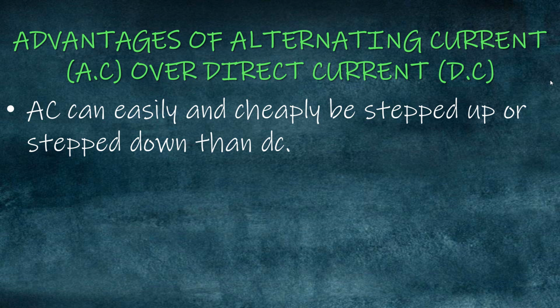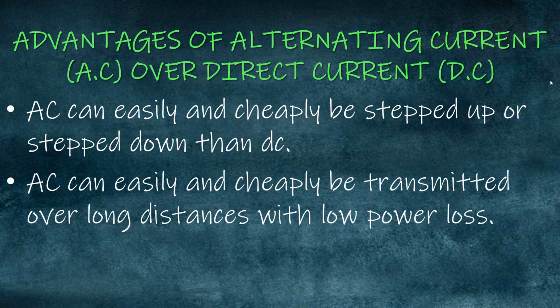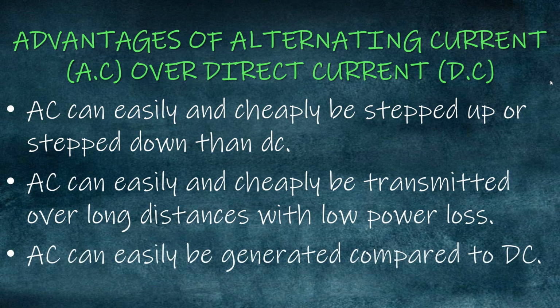So advantages of alternating current over direct current. Alternating current can easily and cheaply be stepped up or stepped down than direct current. Alternating current can easily and cheaply be transmitted over long distances with low power losses. And alternating current can easily be generated compared to direct current. Those are very important advantages.